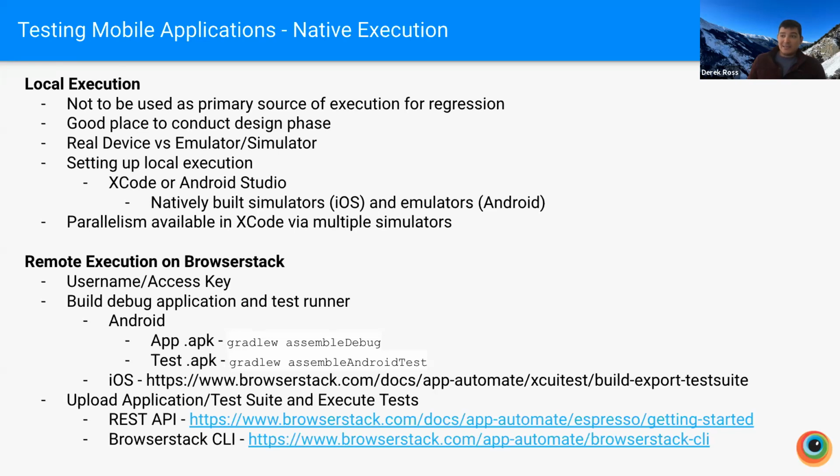You can build a debug application and a test runner, which we're going to be going through shortly. For Android, that'll look like those two commands that I have here, where you have some Gradle commands that are going to allow you to build your APKs. And with iOS, you're going to be able to build your IPAs, and there's some documentation here. You'll get the slides after the presentation that you can use to go through and understand what you need to do in Xcode to output the IPAs necessary to run your test on a platform like BrowserStack.